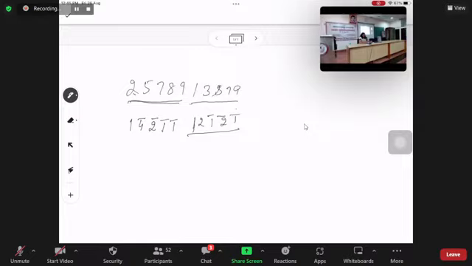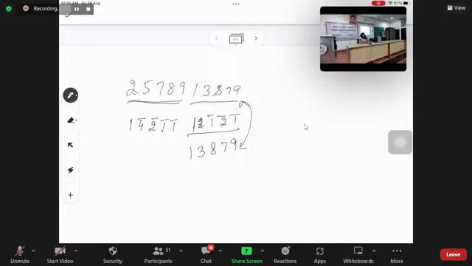Let us convert again. 10 minus 1 is 9. 9 minus 2 is 7. 9 minus 1 is 8. And this is 2, so we add 1 to this. This is 3 and 1. You can see both the numbers are the same. Okay? So in this way, we can convert a vinculum number to the normal number.